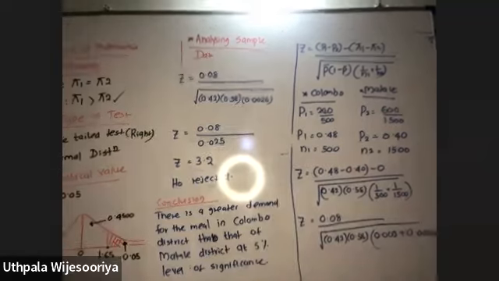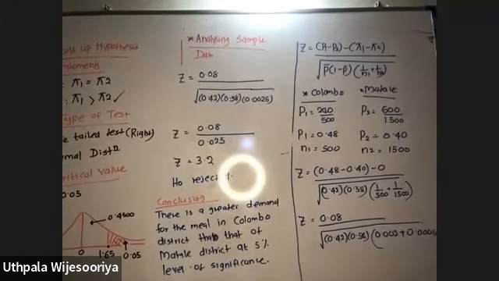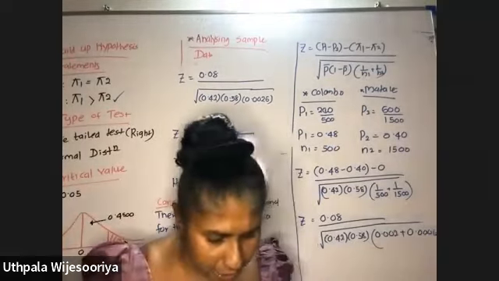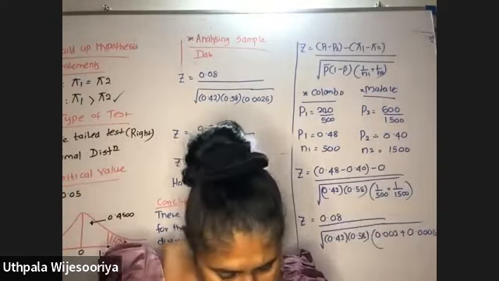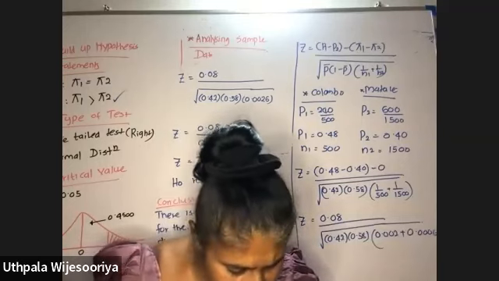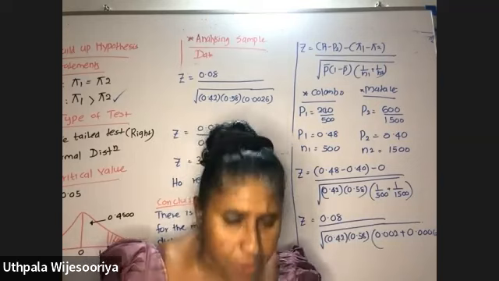Chi-square, let's start today: chi-square distribution 2.8. Once a sample is drawn from a normal population with a known variance, the sampling distribution of sample means is normally distributed.